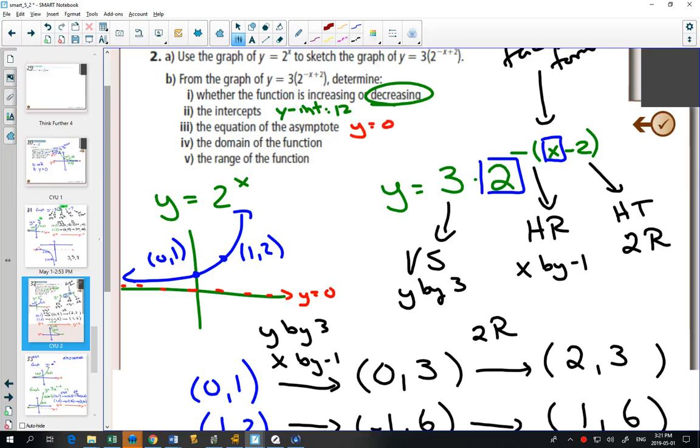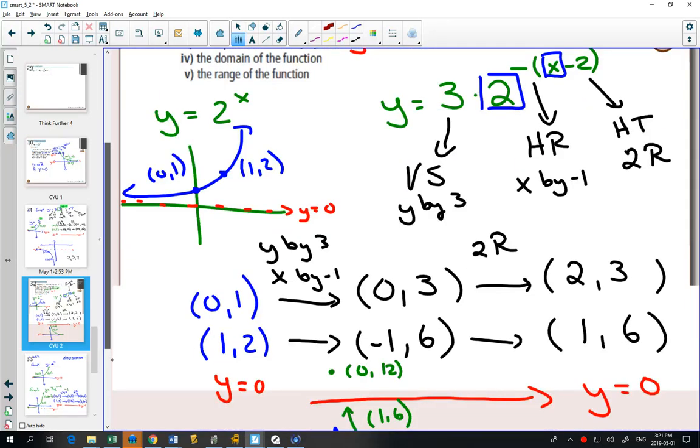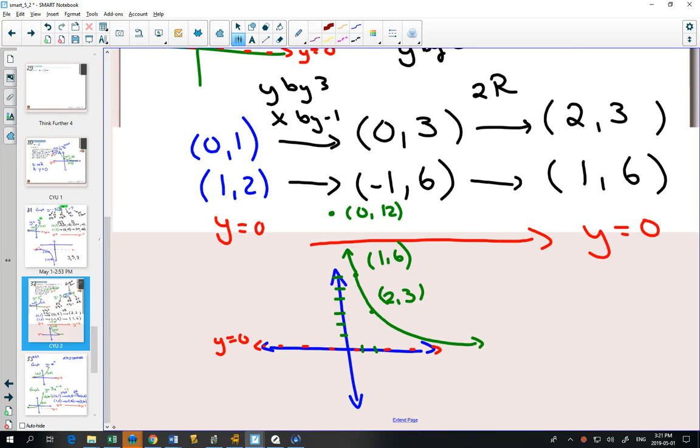Our asymptote stayed at y equals 0. And when we go to write our domain and range of this function, the domain is everything. The asymptote is at 0, so your range is just greater than 0, not equal to 0.